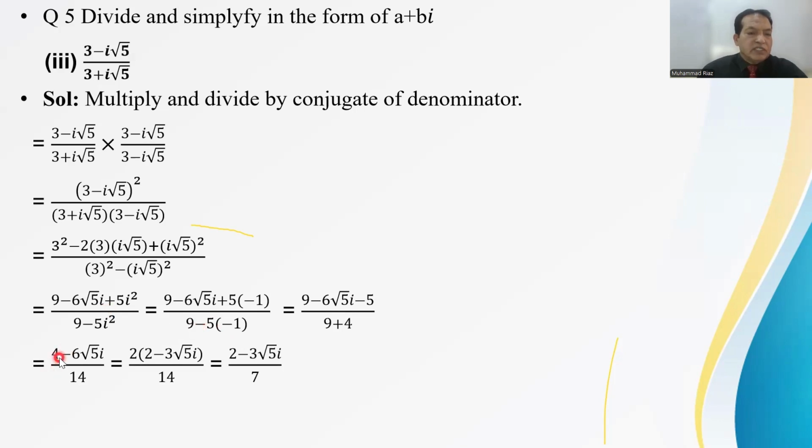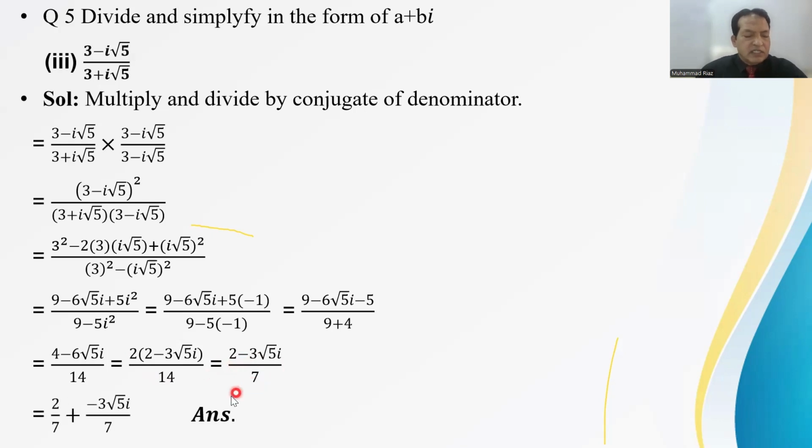In the numerator, simplify the value: 4 minus 6 under root 5 iota. In the denominator, 14, 9 plus 5, 14. And we will now take 2 as common from the numerator values: 2 into 2 minus 3 under root 5 iota divided by 14. 2 cancels out with 14, and we will get the final answer: 2 minus 3 under root 5 iota divided by 7.